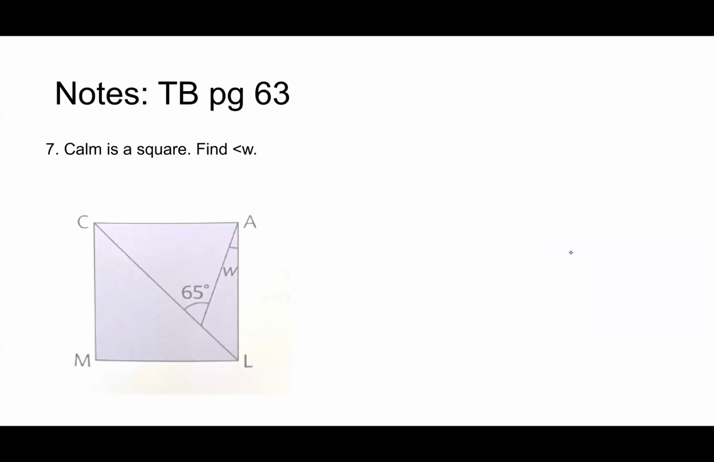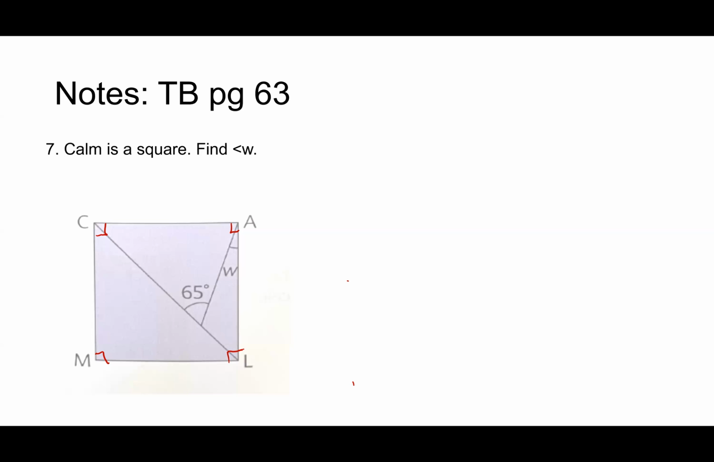All right, so we have CALM is a square. What does that mean for all of the angles? Yeah, they're going to all be 90, right? Okay, so we can go ahead and mark those. Find angle W. Does anybody have an idea of how to find angle W? Okay, Kala, what do you think angle W is? It's not 25 degrees. Ainsley? No. Anthony? It's 20 degrees. Okay, so how did you find it?